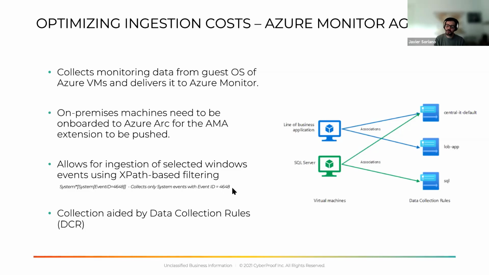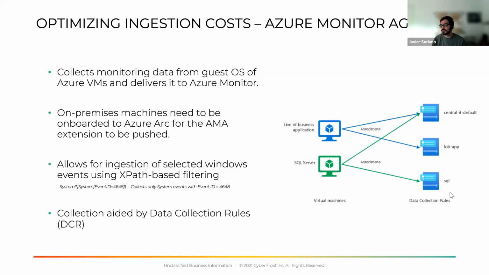The agent will push the configuration into the server, and it will only report this specific event ID to the workspace. So we put these XPath queries in a new object that we call data collection rules. Those data collection rules that you see here in blue on the right basically specify what needs to be collected. And the beauty of this is that I can have an environment like this: I have my line of business application server and my SQL server, and there are specific things that I would apply to just one of them or to two of them.